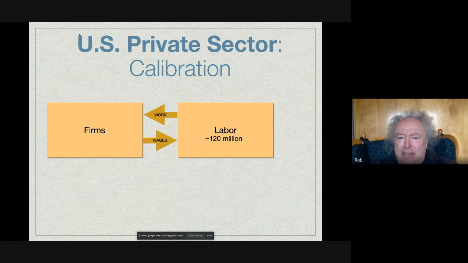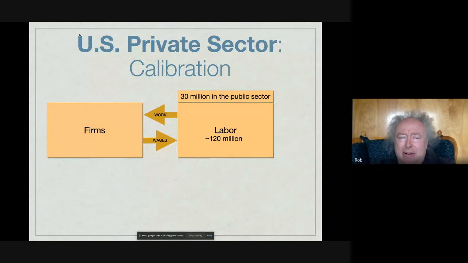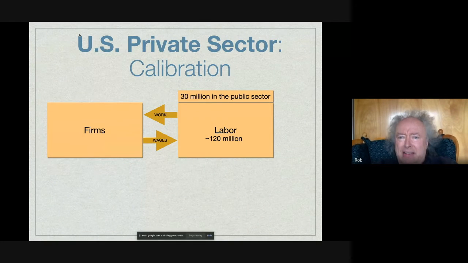Just now to make it quantitative, there are roughly 120 million people in the U.S. private sector. It was more than that before COVID. It's less than that now, but it's roughly 120 million people. There are another 30 million in the public sector. I'm not going to talk about that today. It turns out we don't know a lot about the public sector, just because we don't have a lot of data on it. We don't have comparable data. Basically, the data we have on the private sector is going to be based on tax records, and I'll get into that more in a minute.